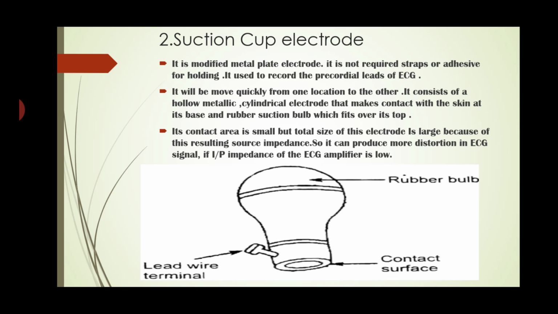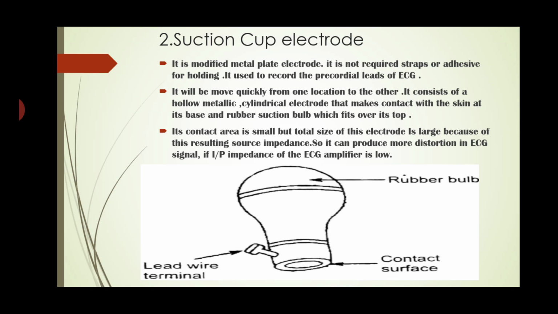Next is the suction cup electrode. It is a modified metal plate electrode. It does not require straps or adhesive for holding. It is used to record the precordial leads of ECG. It can be moved quickly from one location to another location.